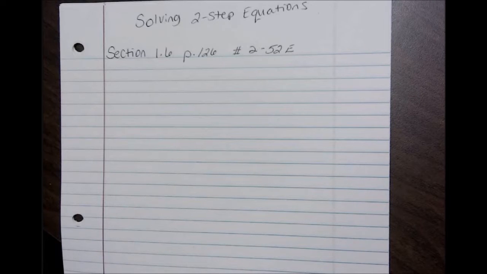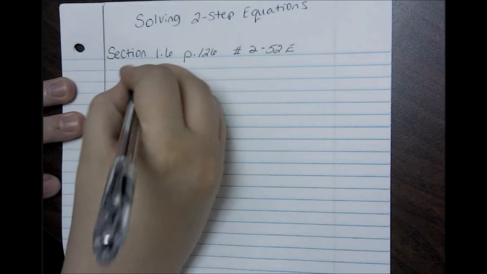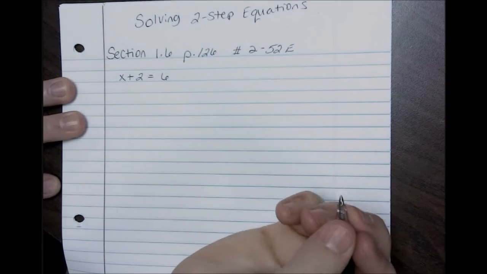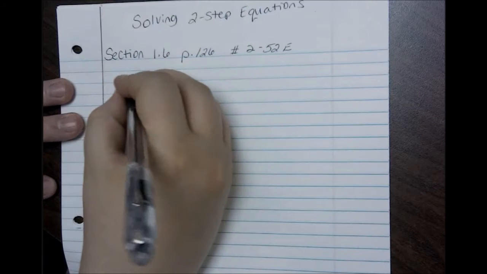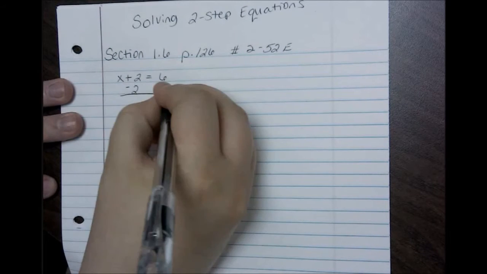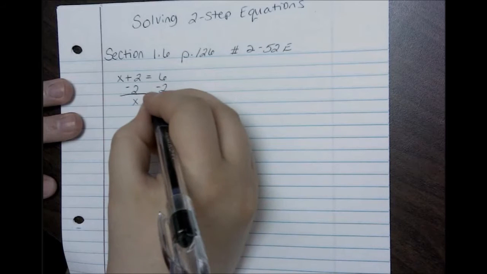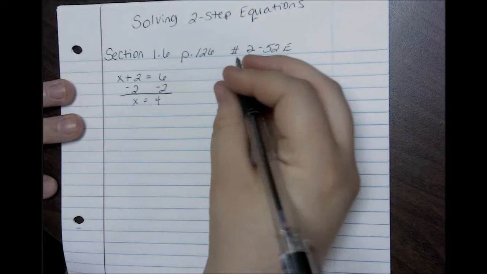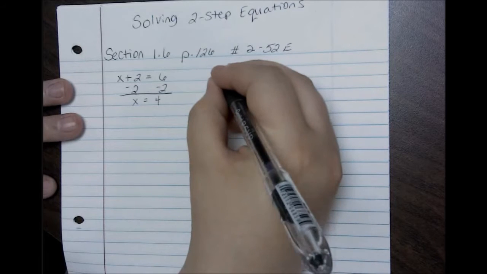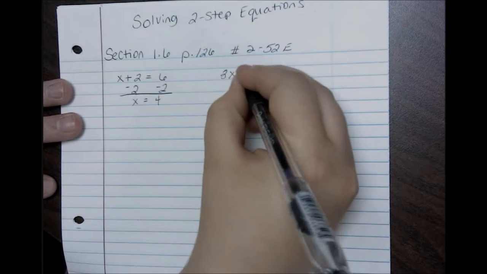In this lesson, we are going to learn how to solve two-step equations. We are going to combine sections 1.4 and 1.5 together. If you remember, 1.4 is when we had, let's say, x plus 2 equals 6. And the whole goal was to get x by itself, so we would subtract 2 from each side to get x equals 4.